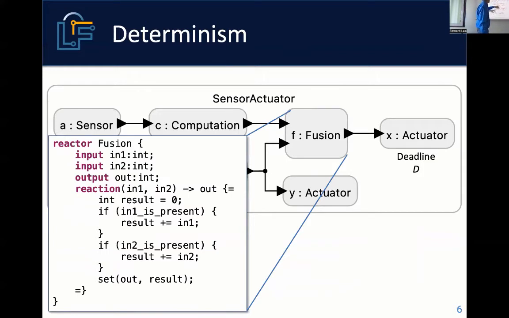A piece of fusion code can have this kind of structure. It's a reaction. In this case, it says it's triggered by these two inputs, which means that if either input is present, this code will execute. Whenever you have that situation in Lingua Franca, you should test for presence of the inputs. Don't just assume that they're present, because they might not be. So in this case, we test for the presence of the input, test again for the presence of the input, and merge the results in some way.